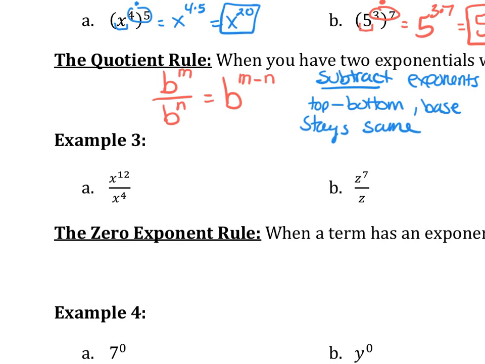So example 3a, we have x to the 12th divided by x to the 4th. So they have the same base and they're being divided, so we would subtract. So we'd have x to the 12 minus 4 power. So x to the 8th.